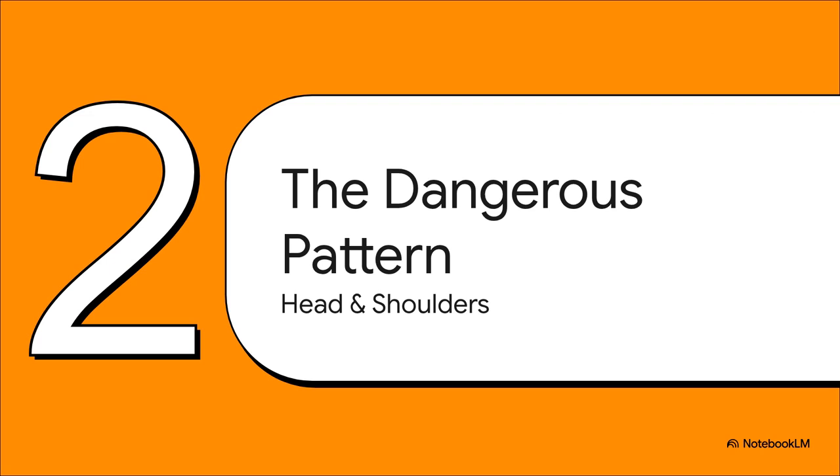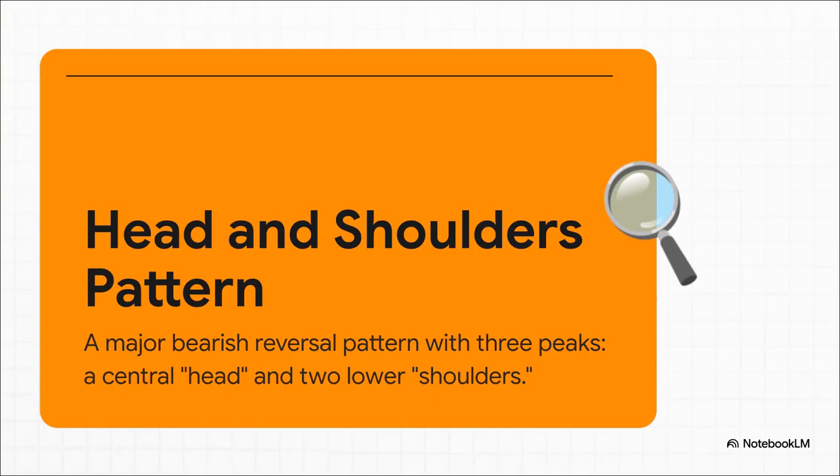So while the double top is a really strong signal, there's another reversal pattern out there that traders consider even more significant. Honestly, it's one you absolutely have to recognize because of the powerful warning it sends. And this is it, the head and shoulders pattern. It looks just like it sounds. You get a left shoulder, a higher peak in the middle, called the head, and then a right shoulder.